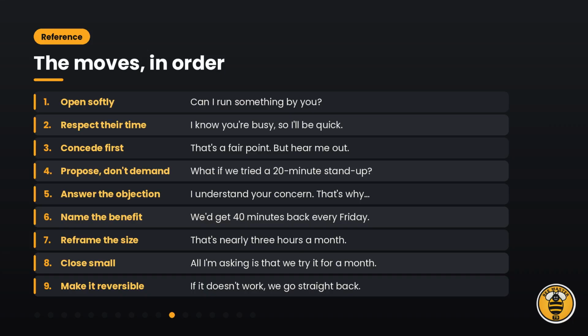Here is the same conversation stripped down to its moves. On the left, what Daniel was doing. On the right, the words he used to do it. Read down the left column first. That sequence is the lesson. The phrases on the right are interchangeable, but the order is not.